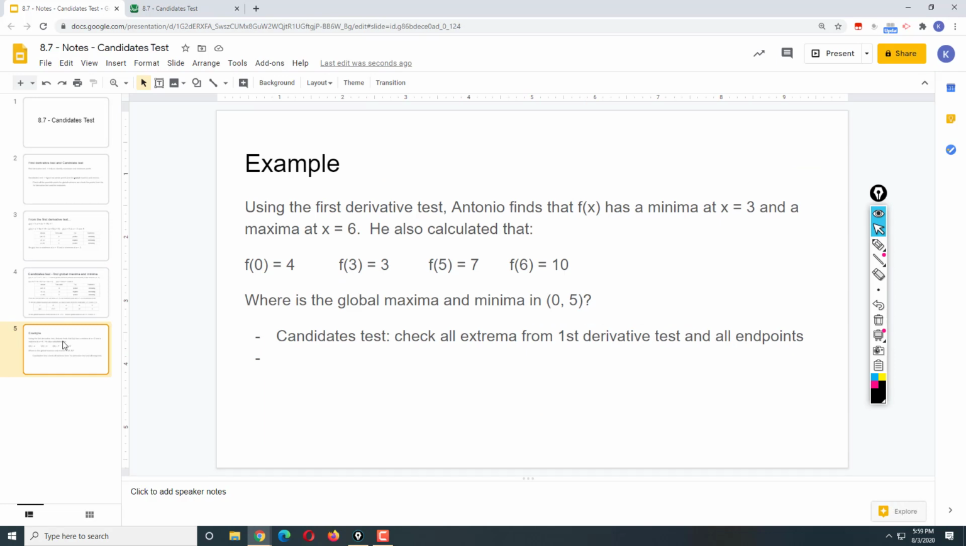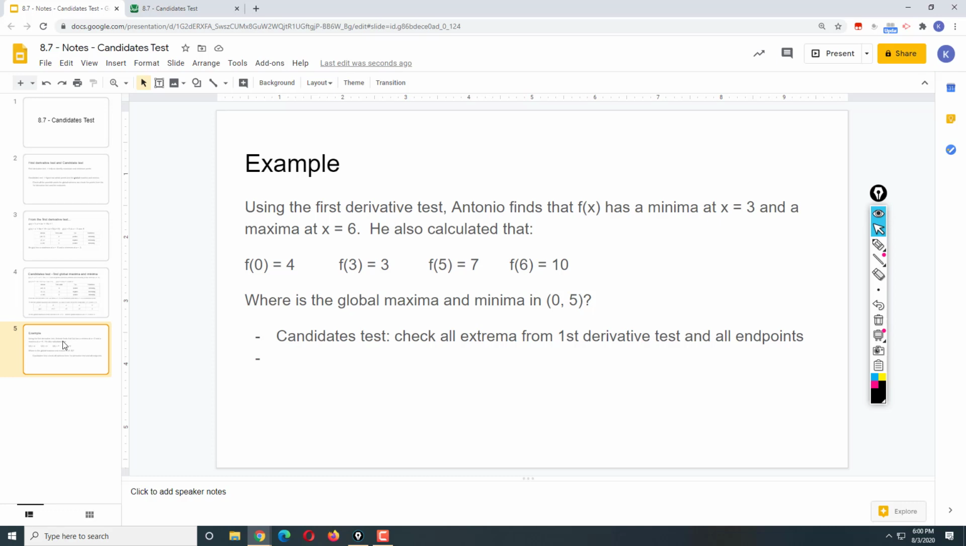Using the first derivative test, Antonio finds that f of x has a minima at x equals 3 and a maxima at x equals 6. He also calculated that f of 0 is 4, f of 3 is 3, f of 5 is 7, and f of 6 is 10. Where is the global maxima and minima in the interval 0, 5?